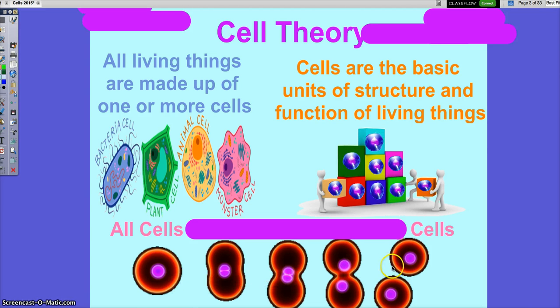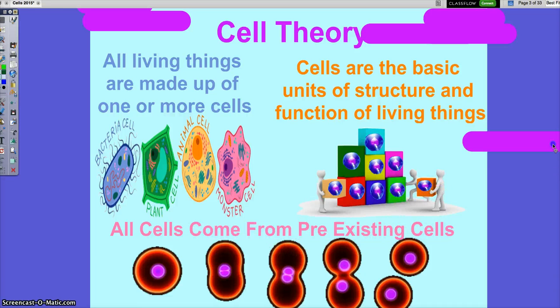Look at the picture. What is this showing you in this picture? It is mitosis. So what does that mean? They're dividing, or doing what? Reproducing. All cells come from pre-existing cells. So where did the first cell come from?